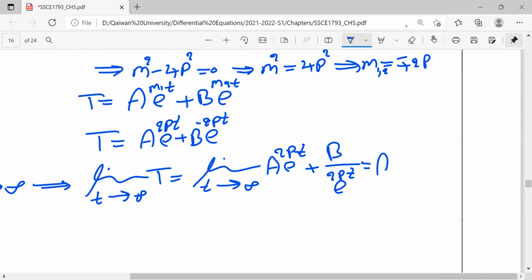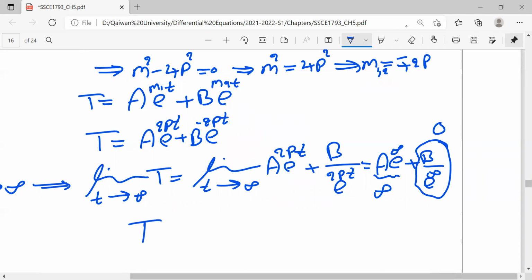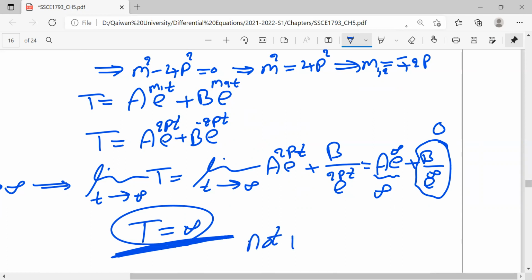We get a e to the power infinity, because 2 times p times infinity is still infinity, plus b over e to the power infinity. E to the power infinity is still infinity, so b over infinity is 0. And this equals infinity. That means T equals infinity, so it's not interesting. It must not be infinity. Okay, here we say it's not interesting.